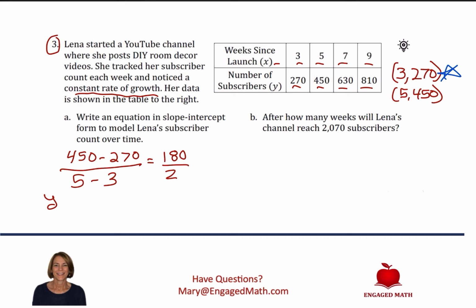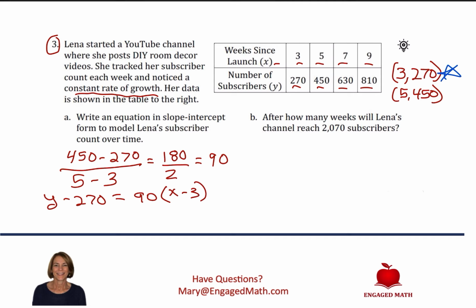This, by the way, is explained in previous lessons, so feel free to look back at a couple other things if you're not sure why this is true. Our equation is going to be y minus 270 equals, we know 180 over 2 reduces to 90, so that's our slope. So it's 90 times x minus 3.